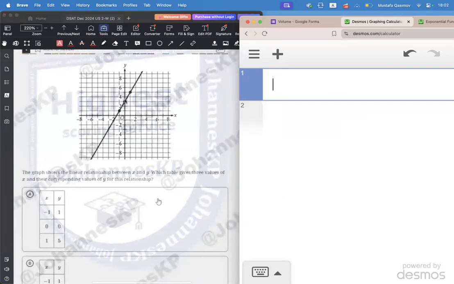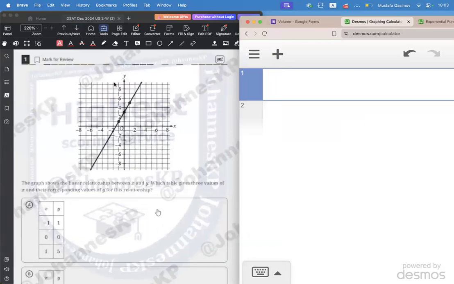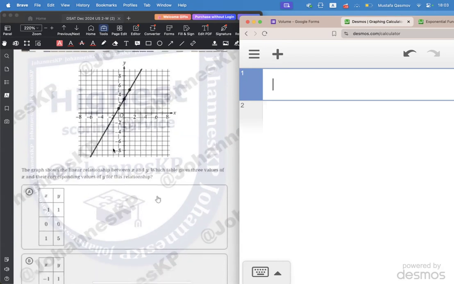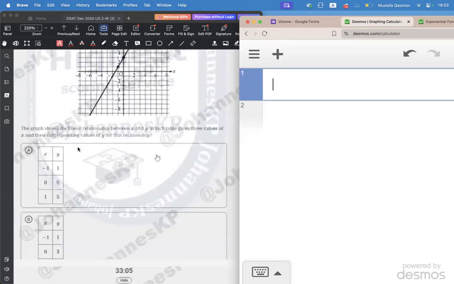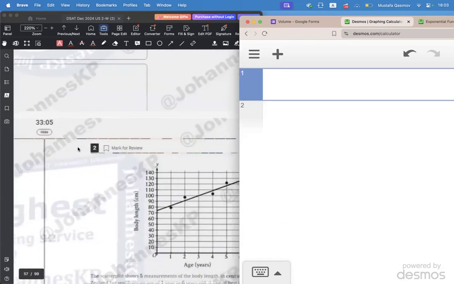Okay, let's start. First one, which table gives three values of x and their corresponding y value? You have to just identify this point. It starts from -1, -1 and +1, 0 and 3, 1 and 5. -1, 1, 0, 0. No, not correct. Okay, probably C or D.